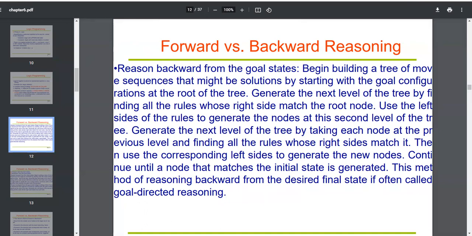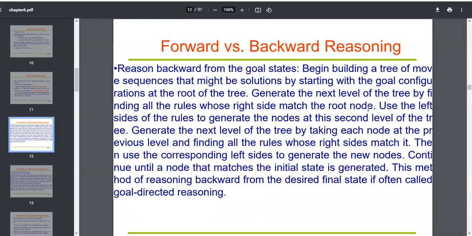Reason backward from the goal state. So in backward reasoning, what happens? You already have a goal and you start from that goal. You keep on supporting it with the different facts you have, and with the support of facts, you try to prove that the goal is true. Begin building a tree of move sequences that might be a solution by starting with the goal configuration at the root of the tree. Generate the next level of the tree by finding all the rules whose right side matches the root node. So in simple words, in backward reasoning, we start from the goal state, keep supporting it with facts which are readily available, and try to prove our goal state is true.